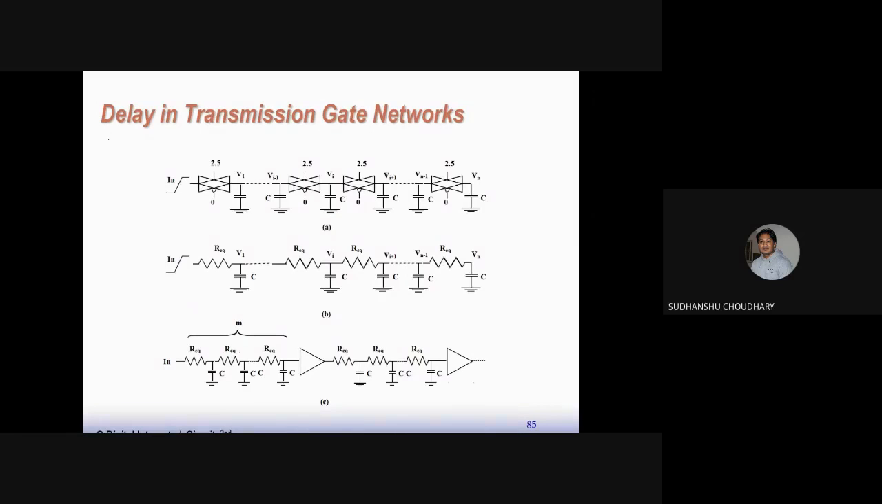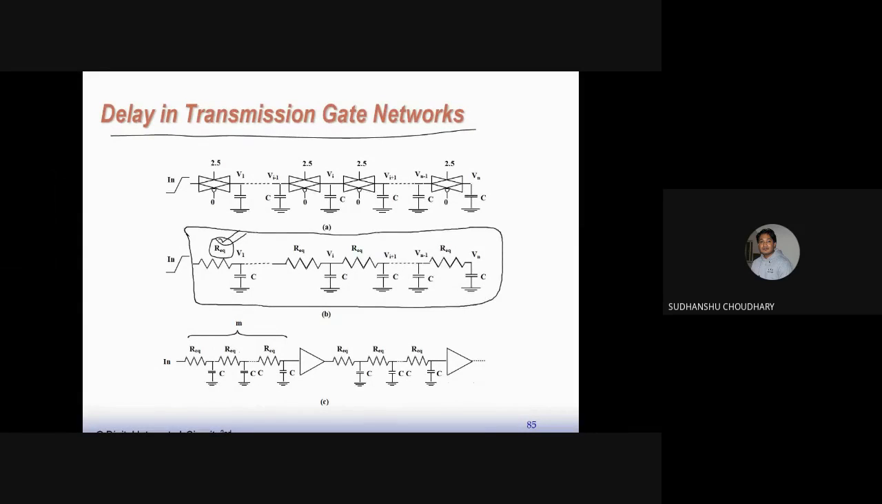Okay. Then one can also think of calculating the delay of transmission gate networks. So for calculating the delay of transmission gate networks, one has to first of all find out the equivalent resistance of the transmission gate, which is equal to the resistance of PMOS in parallel with the resistance of NMOS. So that will be the total resistance of the transmission gate. And if you have multiple transmission gates arranged in this fashion, one can find out the resistances, and then again one can either apply the Elmore delay model method to calculate the delay of this chain of transmission gates, okay, or maybe one can perform SPICE simulations.